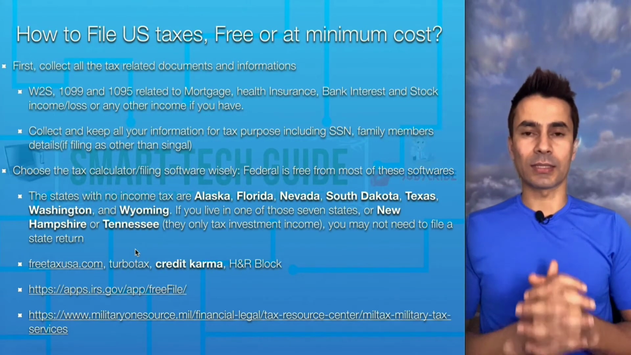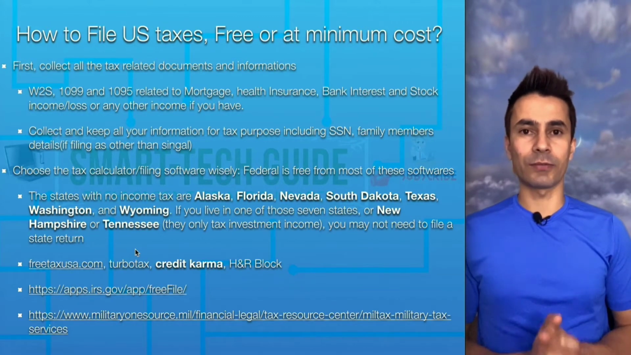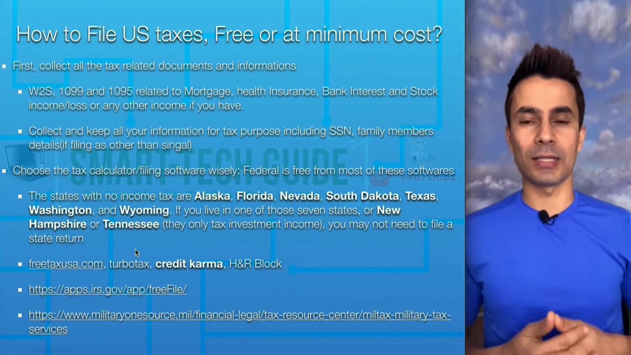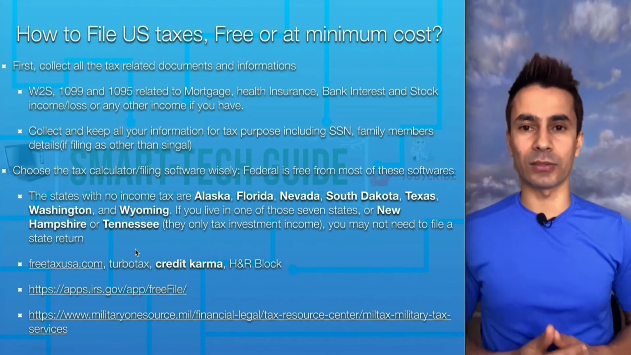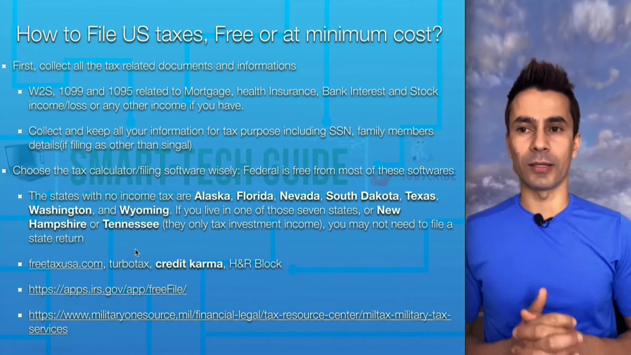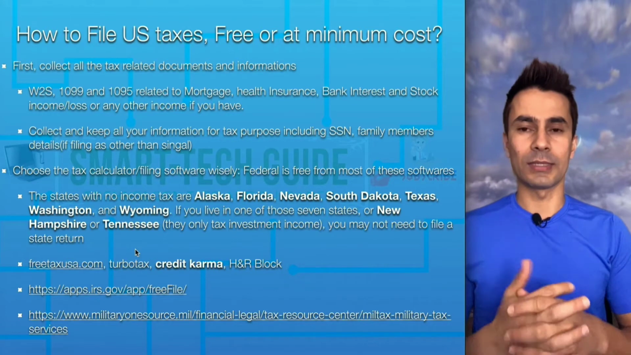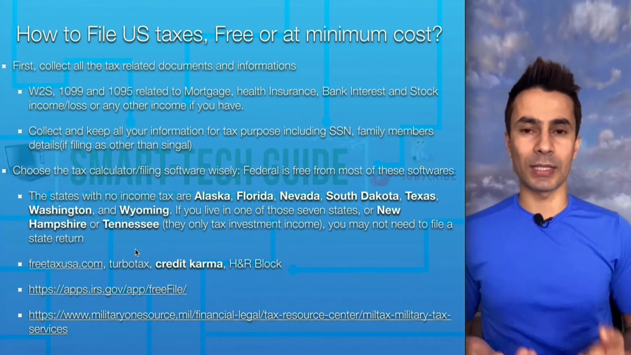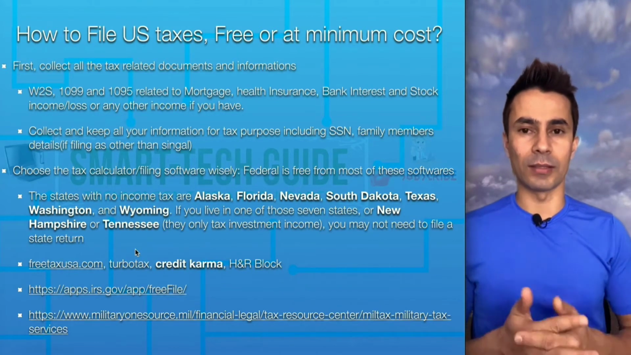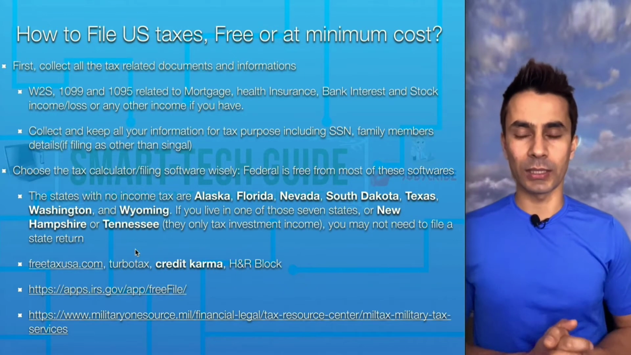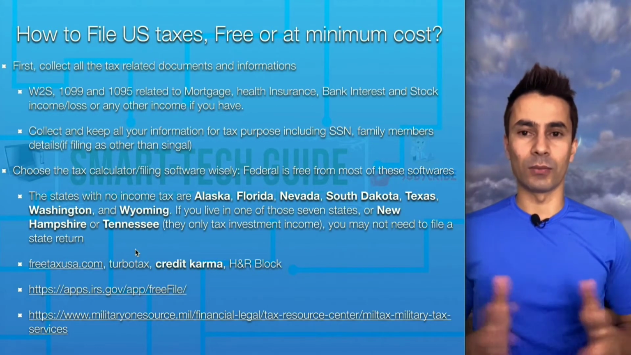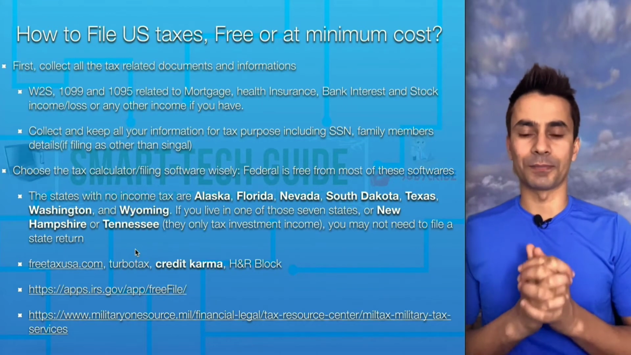Next thing is collect and keep all the information from your family members. For example, if you are filing as married jointly or as head of household, you need all the information from your family. For example, name with spelling and SSN of each of the applicable dependents or spouse. Keep those things handy in one place, and then you can start filing.